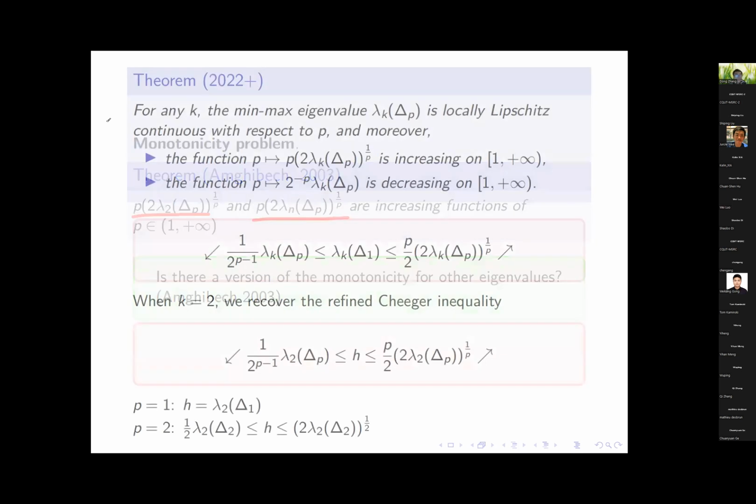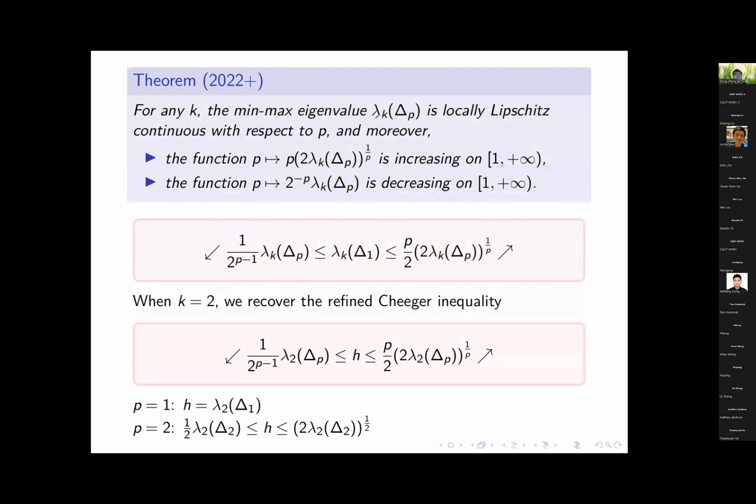So this is the first theorem. For any k, the k-th minimax eigenvalue of the p-Laplacian is locally Lipschitz continuous with respect to p, and this function, 2 times lambda_k of Delta_p to the power 1 over p, times p, is an increasing function with respect to p for p from 1 to infinity. And in fact, we can see more, because this other function is decreasing in p for p from 1 to infinity.